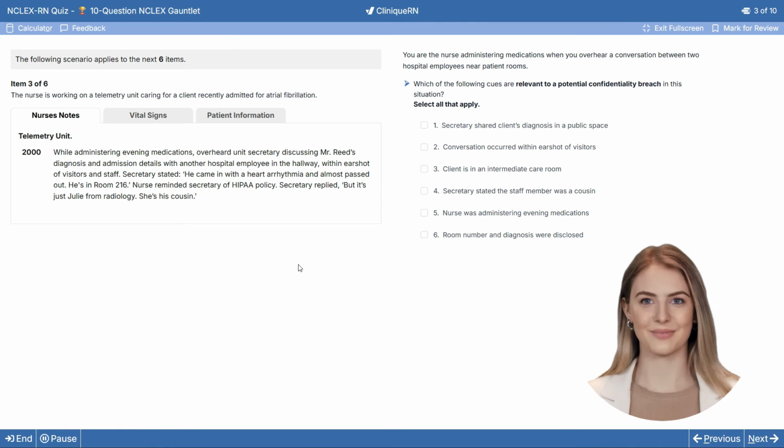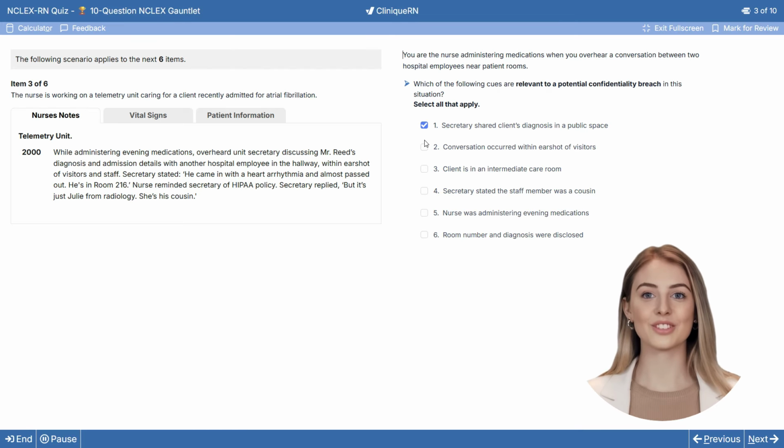Select all that apply. 1. The secretary shared the client's diagnosis in a public space. What do you think, breach or not? The correct answer? That's a HIPAA violation. Rationale. Discussing a client's diagnosis, like heart arrhythmia, in a non-private area is unauthorized disclosure of protected health information, or PHI. Intent doesn't matter. Location does.